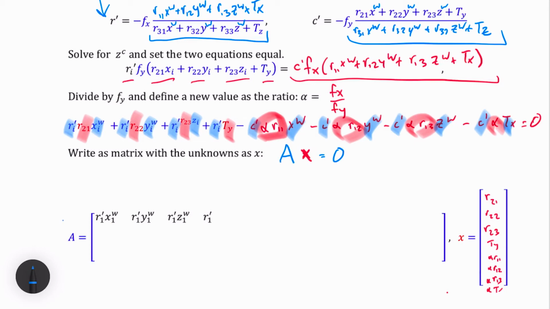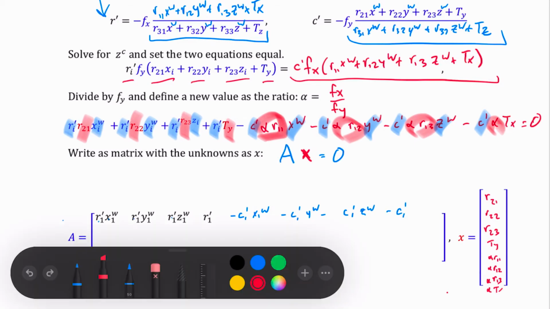We're going to do it for the first point that we have in our image. It's a row times its world coordinates: row value times x value, row value times y value, row value times its z world, and then it's a row. The next terms are minus c1 prime times x1 world, minus c1 prime times y world, minus c1 prime times z world, minus c1 prime.